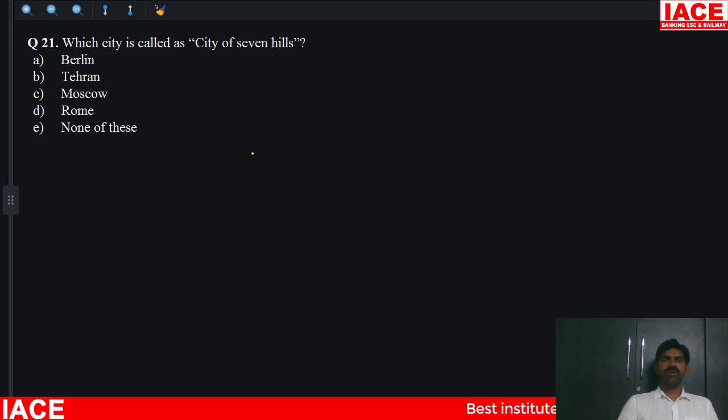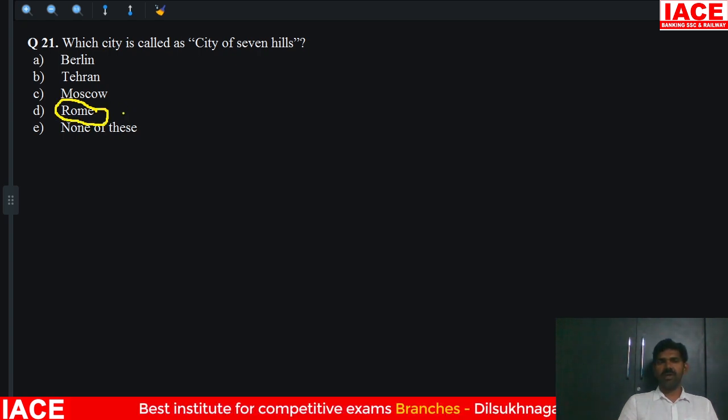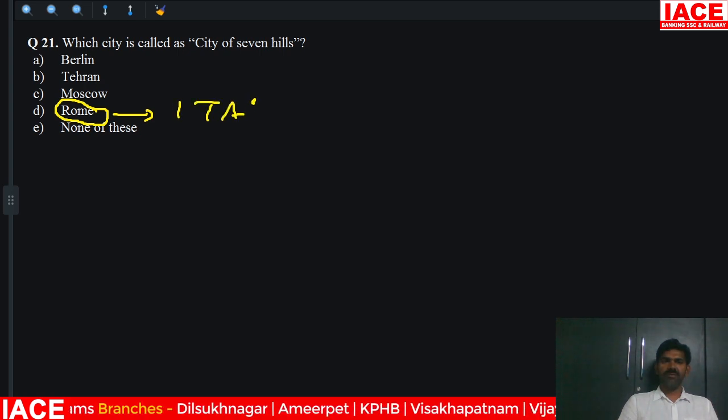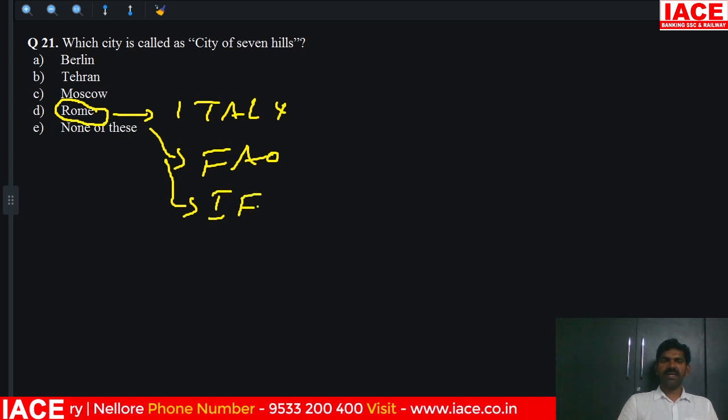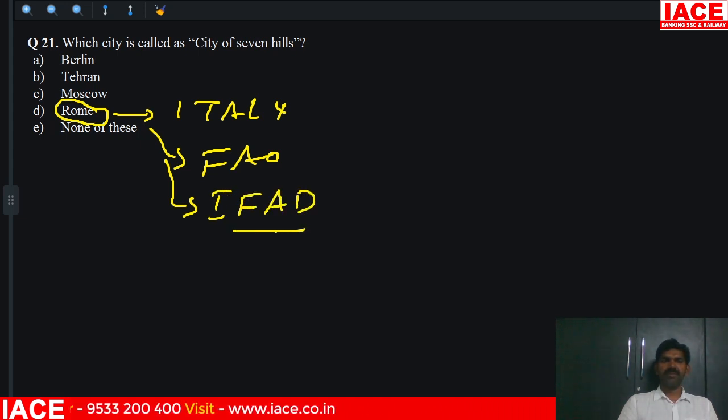Which city is called the City of Seven Hills? Very prominent name. It is nothing but Rome. Rome is called the City of Seven Hills. It is the capital of Italy. And Rome is also headquarters of important organizations called FAO, Food and Agriculture Organization, and IFAD, International Fund for Agricultural Development. All these are headquartered in Rome, Italy.